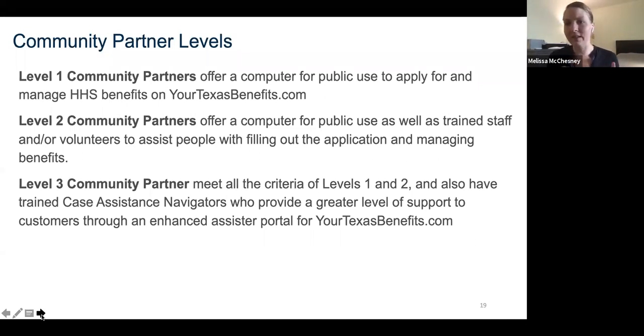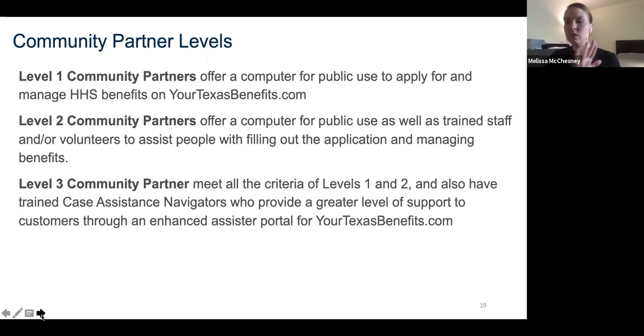What are examples of that? Libraries are a great place where you might see libraries can sign up to be community partners. Librarians aren't going to help with the application assistance, but they may want to be on the website as a place where folks can go to get to use their computer.